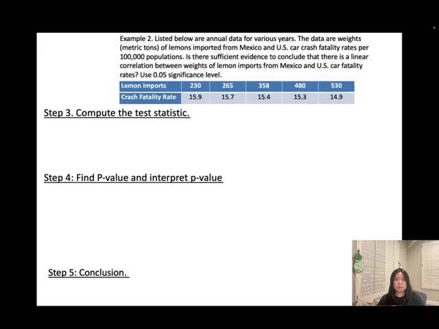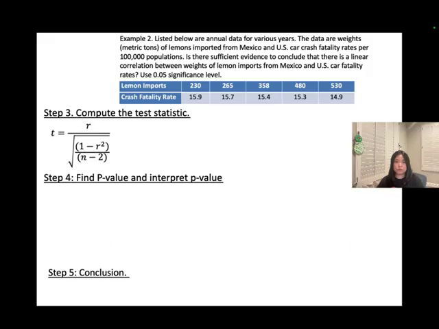Okay, step 3. Compute the test statistic. Use your calculator to figure out what your sample correlation coefficient r is. Plug it in. Be careful, this is going to be negative, right? And this is r squared, so the negative should be within the parentheses. When you take the square, the negative will go away. And then you should get negative 5.858.